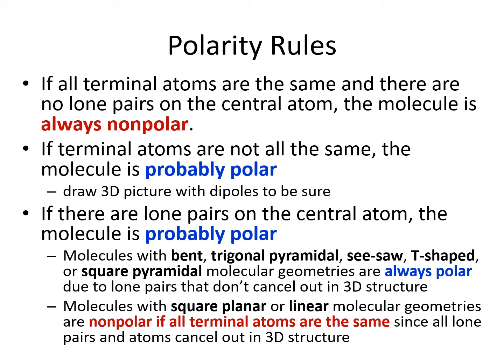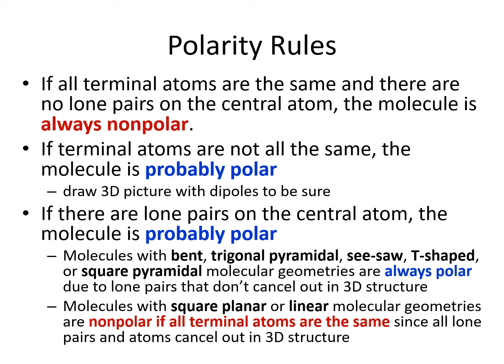If the terminal atoms are not all the same, the molecule is probably polar. You would need to draw the 3D picture with the vectors to be sure, because certain geometries could allow it to be nonpolar. But for the purposes of this class, if you see that the terminal atoms are not all the same, it will be polar.